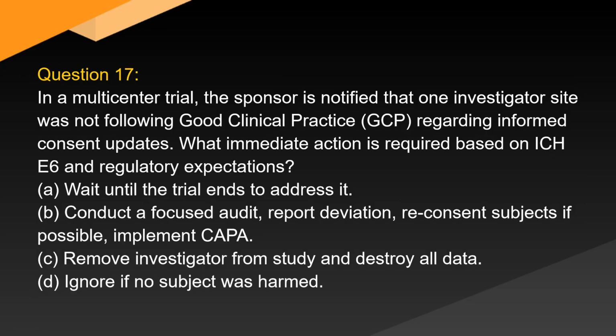Question 17. In a multi-center trial, the sponsor is notified that one investigator site was not following good clinical practice, GCP, regarding informed consent updates. What immediate action is required based on ICH E6 and regulatory expectations? A. Wait until the trial ends to address it. B. Conduct a focused audit, report deviation, reconsent subjects if possible, implement CAPA. C. Remove investigator from study and destroy all data. D. Ignore if no subject was harmed.